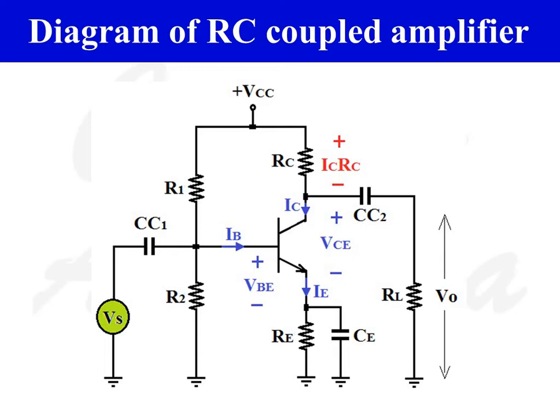DC voltage distribution across resistance RC and resistance RE are 40% of VCC and 10% of VCC respectively, so that DC voltage drop between transistor's collector and emitter is equal to 50% of VCC. DC voltage drop across R2 is equal to VBE plus VRE, and DC voltage drop across R1 is equal to VCC minus VR1.